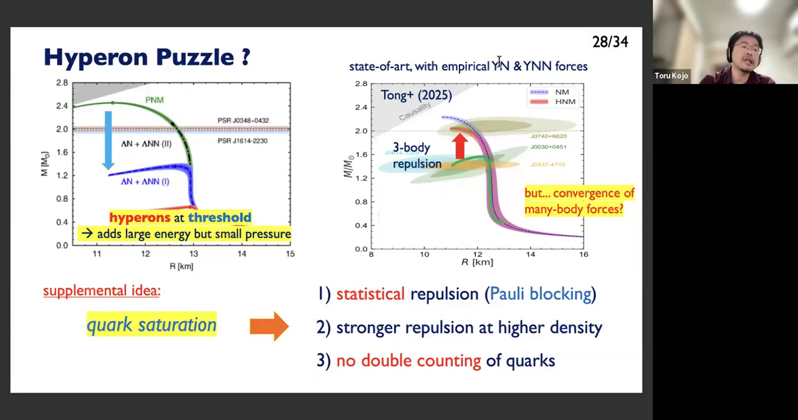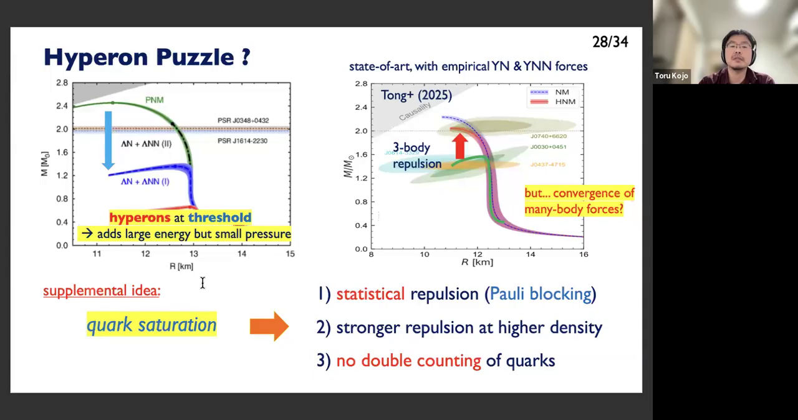The current state-of-the-art calculation based on empirical YN and YNN many-body repulsion barely satisfies the two-solar-mass constraint and also the radius constraint. On the other hand, a discussion relying on three-body repulsion always leaves some questions concerning the convergence of many-body forces. Therefore we want to supply an alternative idea based on quark saturation, which should help this sort of discussion in addition.